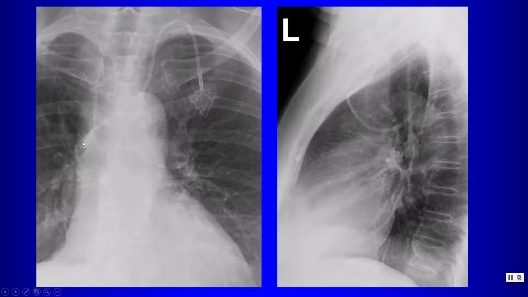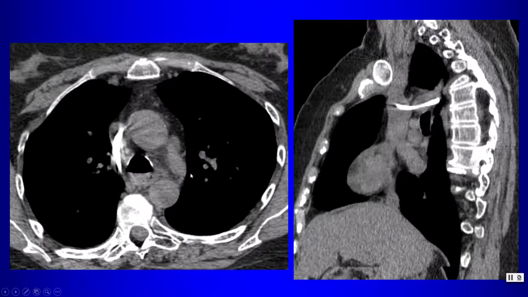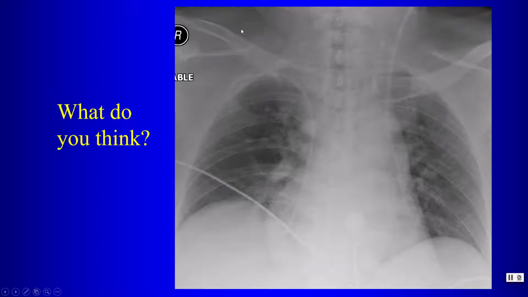So on the frontal view, when we see this hook at the tip of the catheter, it's an indication that the catheter is curving into the azygos vein, and here it is confirmed on the CT scan with this catheter going into the azygos vein. So that is something that you want to be able to recognize on the frontal chest radiograph.